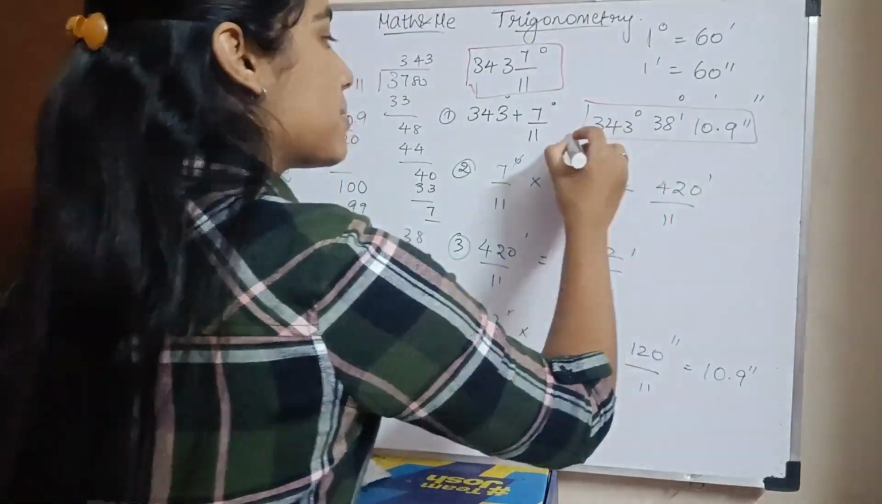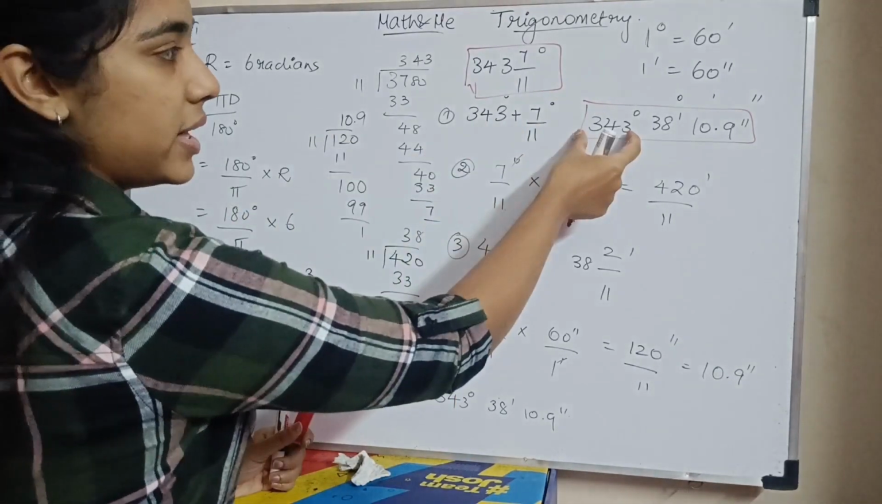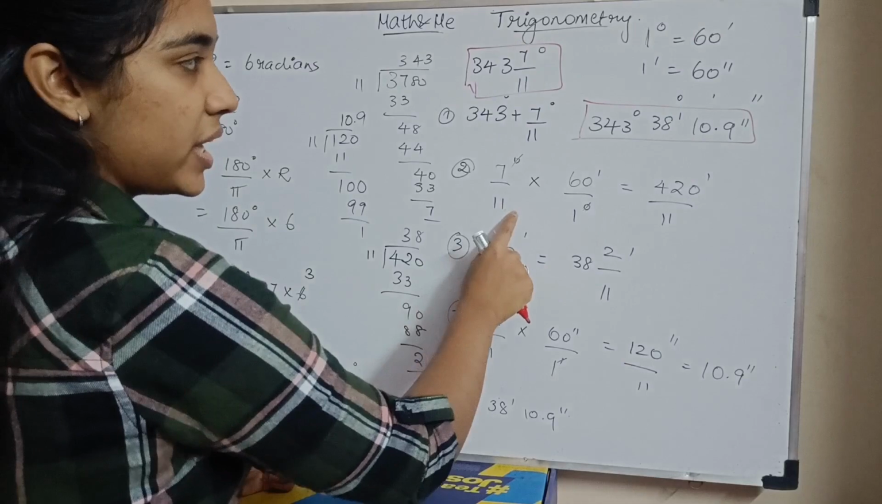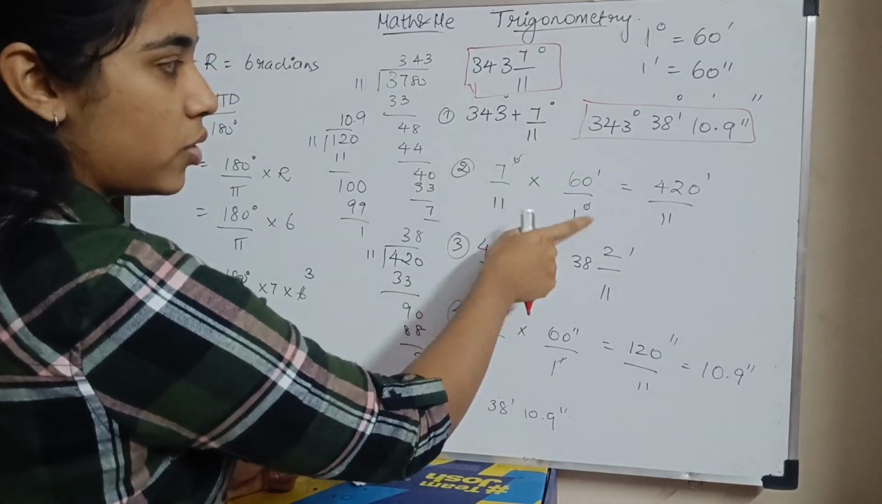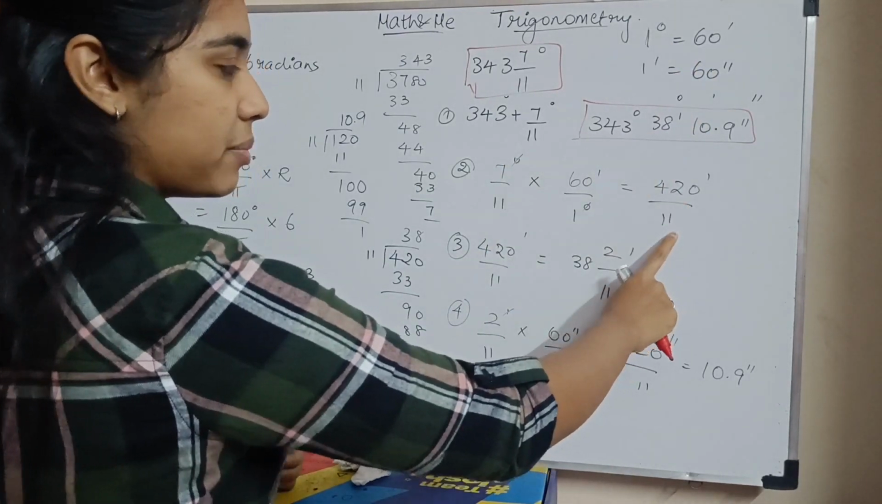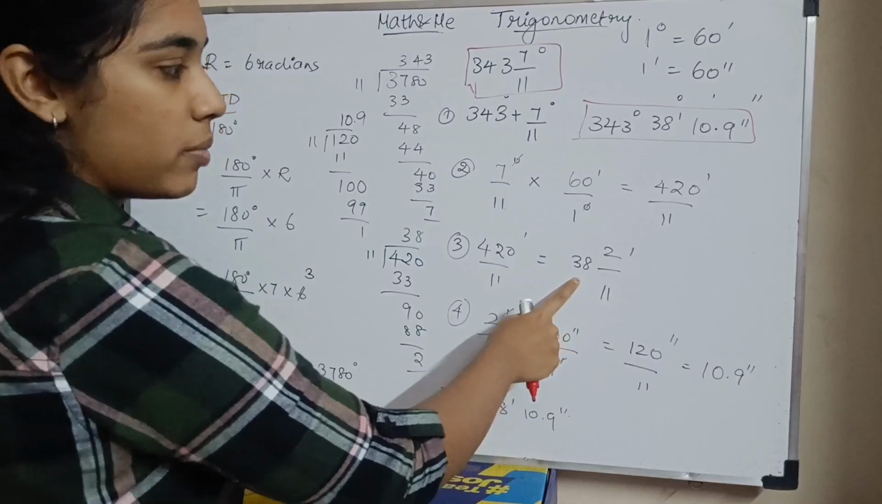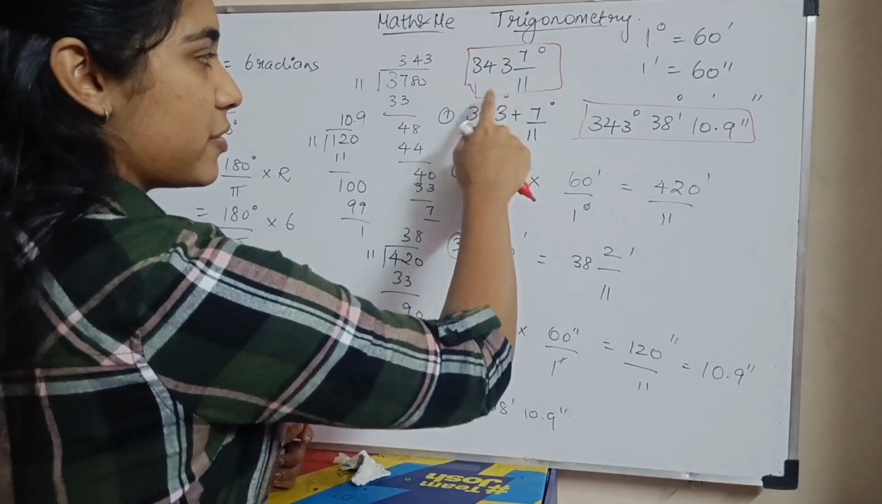So அதுக்காக what steps am I doing? 7 by 11 first minute convert பண்றேன். I have this whole number separately. Then I'm going to convert this in terms of minutes because I have it in degree. So இதை minute convert பண்ணனும்னா என்ன பண்ணனும்? Degree cancel ஆகணும்னா I'm going to use this relation. So இதை multiply பண்ணா I have 420 divided by 11. Again I'm going to convert this into a mixed fraction where it becomes 38 2 by 11. So this is my first step.